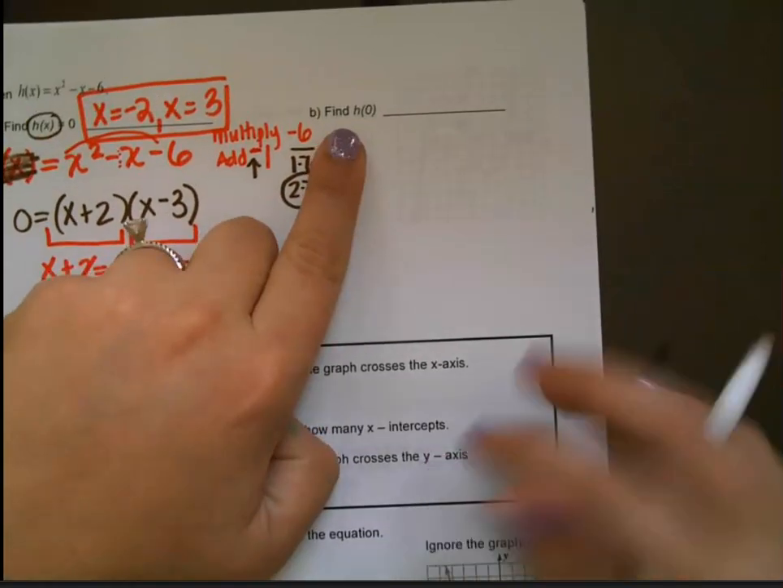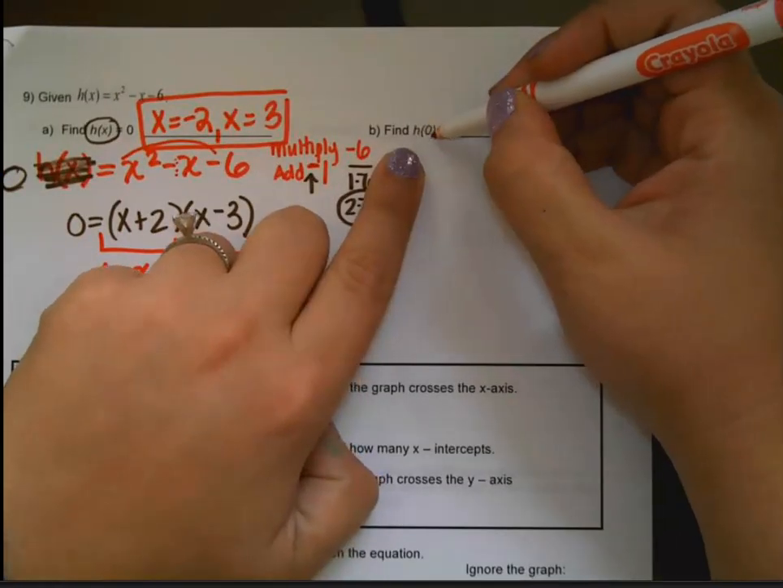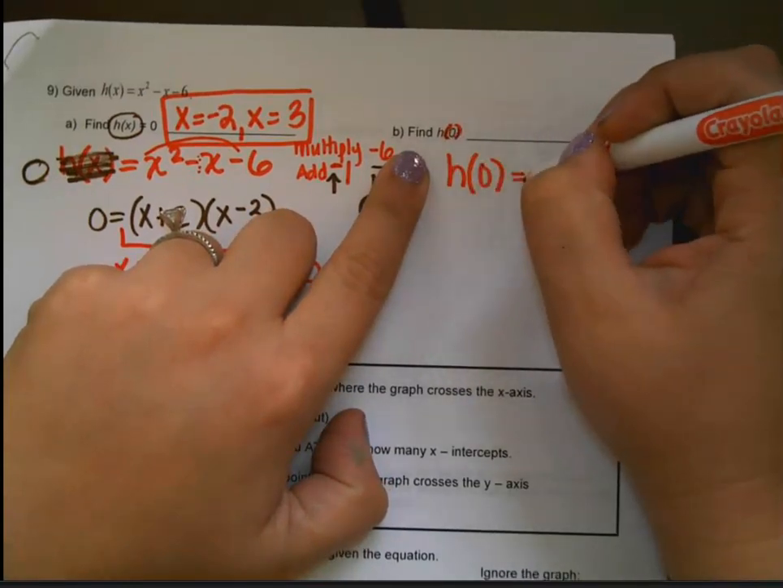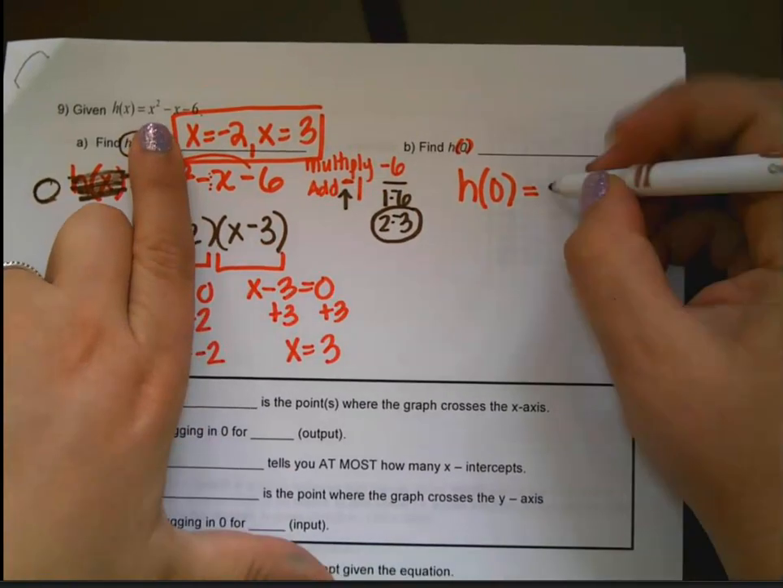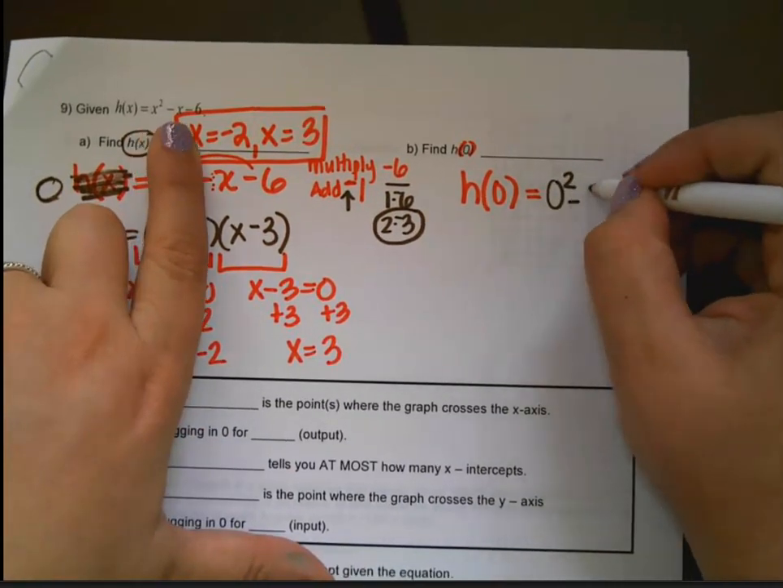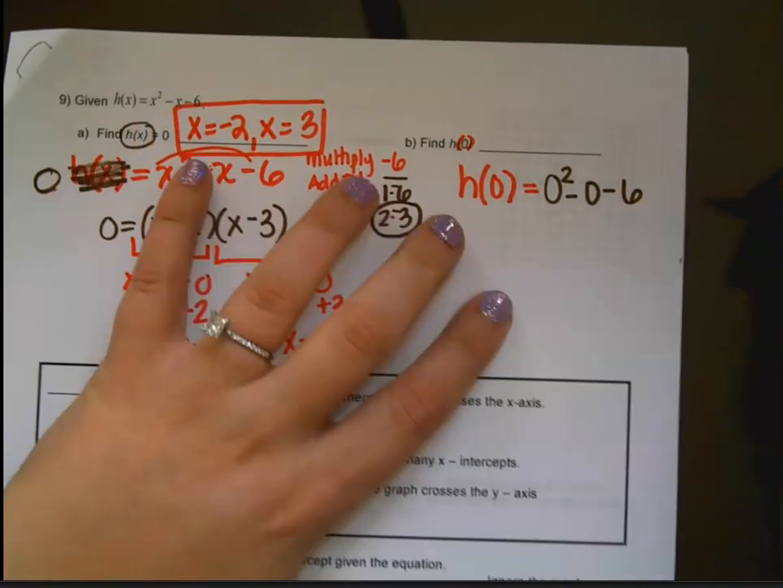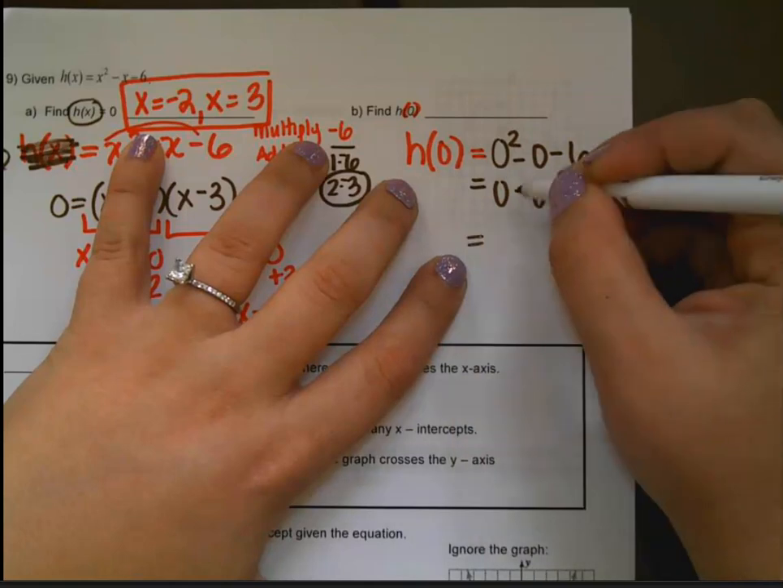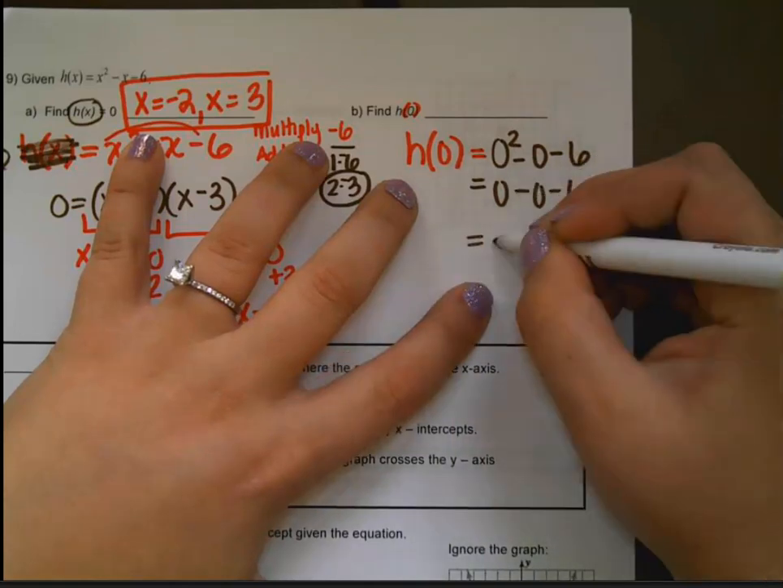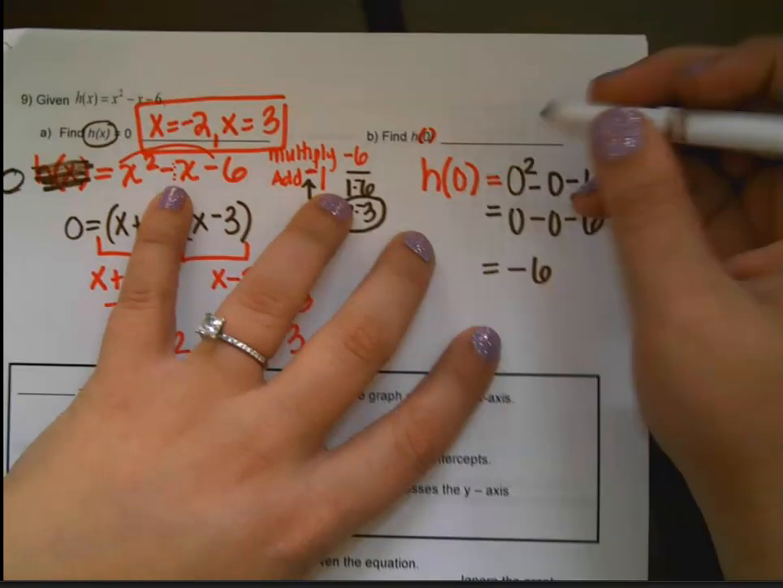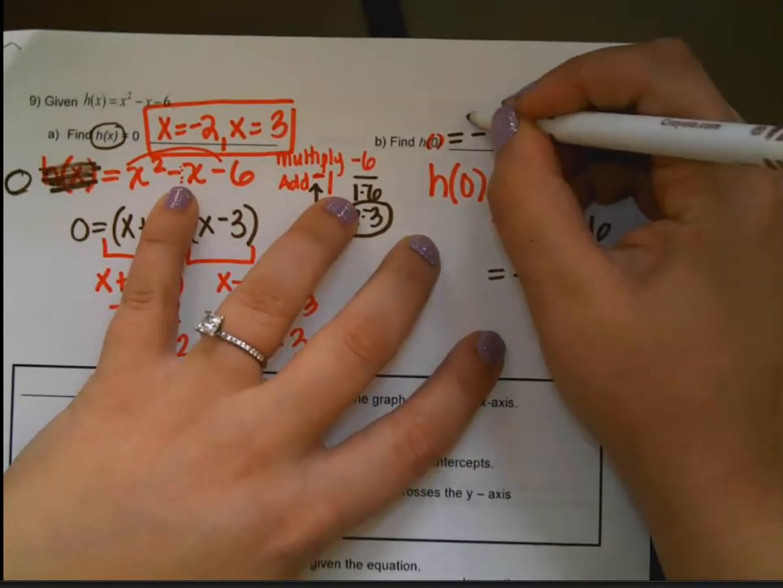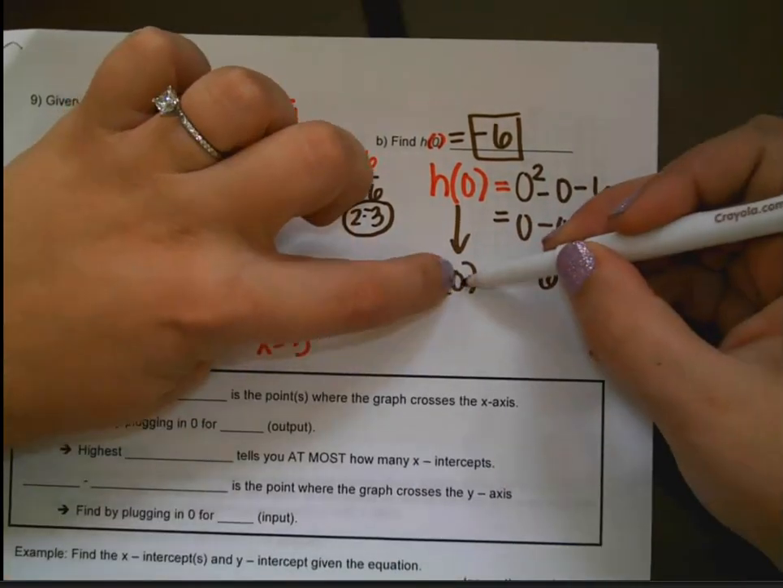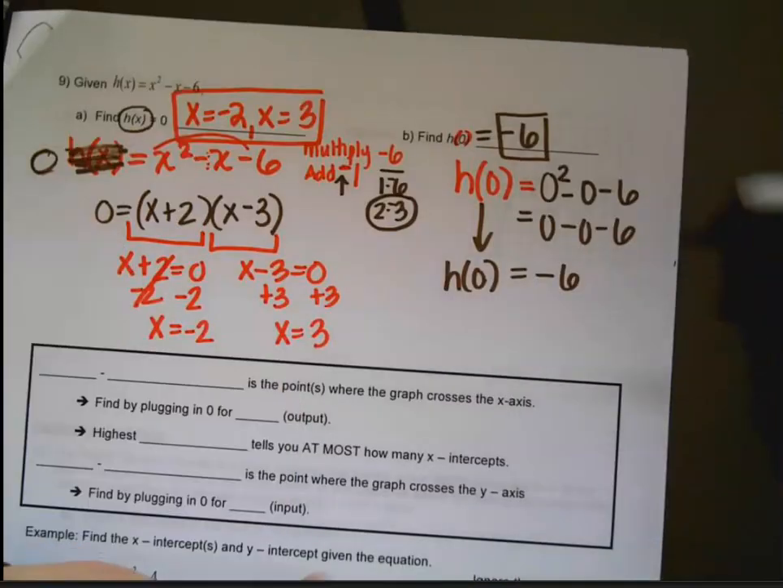Whereas over here it says to find h of 0. So again, when there's a number inside the parenthesis, it's just telling us what number to substitute in for all the x's. So 0 squared is 0. And then 0 minus 6 is just negative 6. So the answer to this one is negative 6. If I bring this down, this is just the label. It's saying when I plug 0 in for x, that's the answer we get.